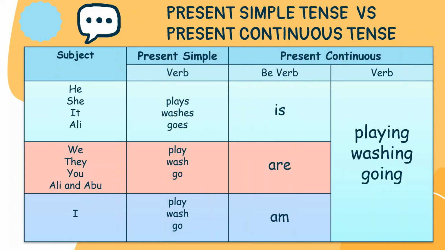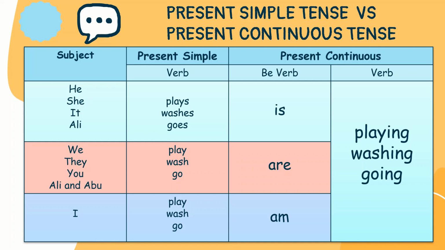Okay, so what's the difference between present simple and present continuous tenses? The subjects are the same. So for the subject he, she, it, Ali, we add s or es to the verb if it is in present simple tense. For example, he plays, she washes, it goes, Ali plays. Number 2, for group number 2, we, they, you, Ali and Abu, we do not add anything to the verb.